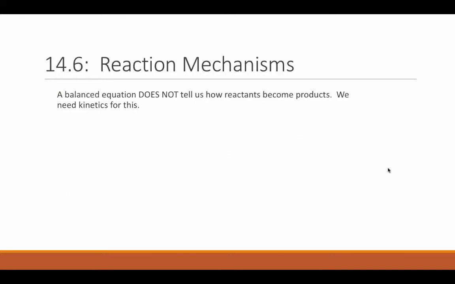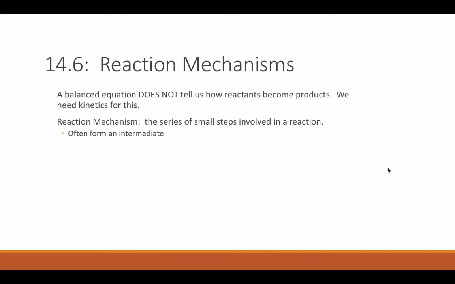A balanced equation does not tell us how reactants become products. They do tell us the stoichiometric relationships between reactants and products, but they're generally represented as a single step. Most reactions, however, actually happen in a series of small steps, not represented by the balanced equation. A reaction mechanism is this series of small steps involved in a reaction. Often, throughout the process of these steps, intermediates will temporarily form and break down.